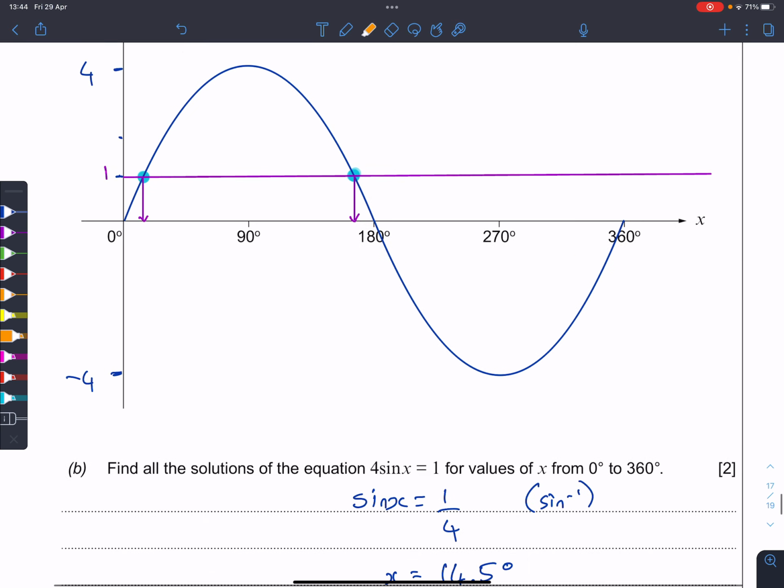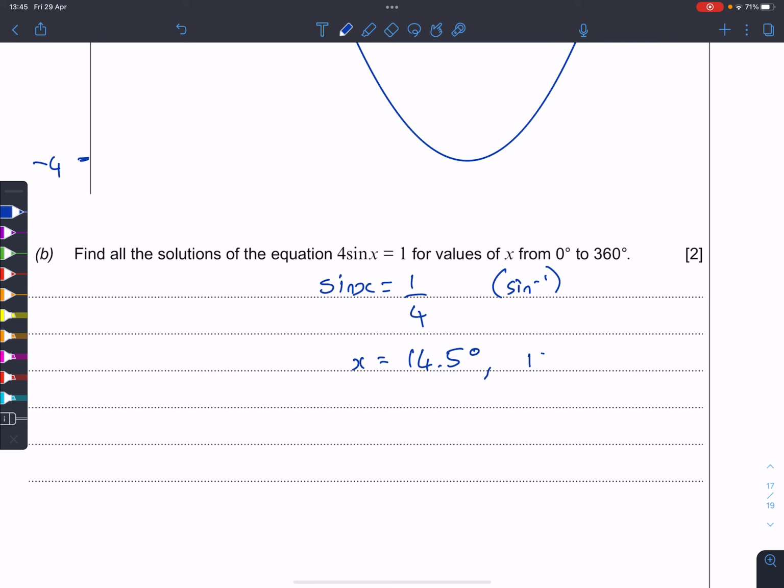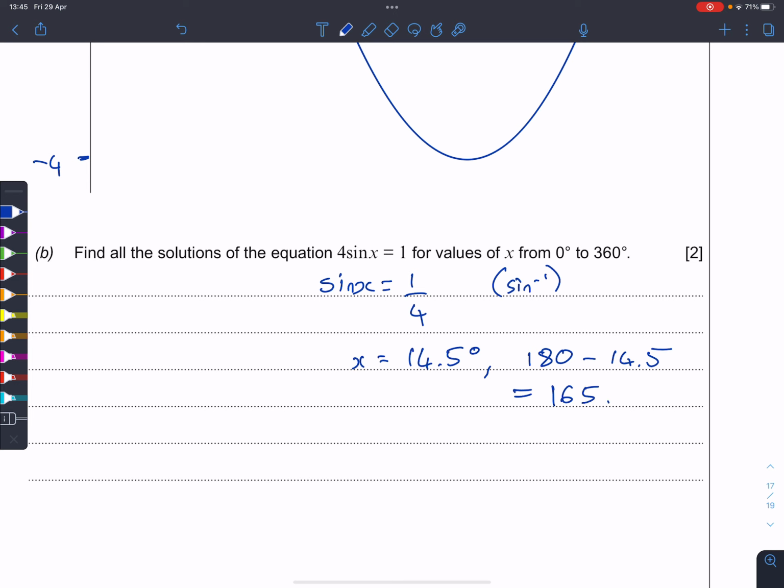So we can now use the symmetry of the curve to say, well, if the gap between 0 and our solution is 14.5, then using the symmetry over this side, this gap here has to be the same size. That also has to be 14.5. Except whereas this one is 0 plus 14.5, this solution is 180 minus the 14.5. So we get 14.5 and 180 minus the 14.5, which gives us 165.5.